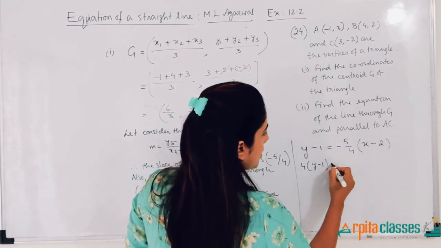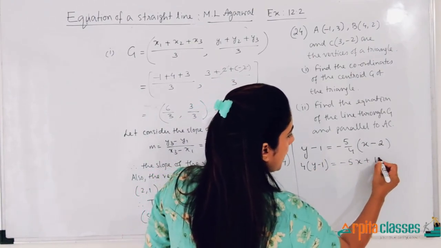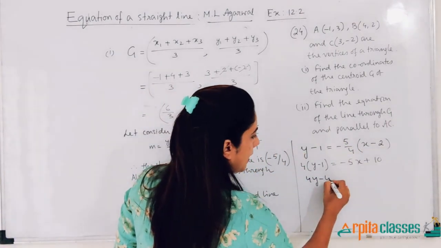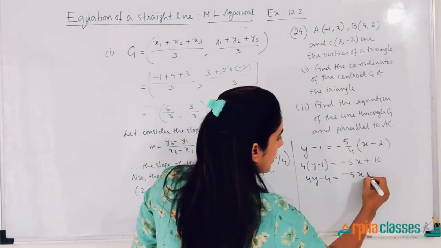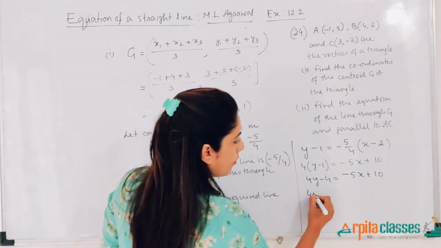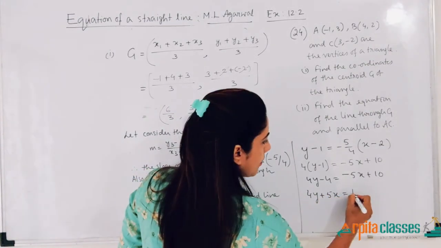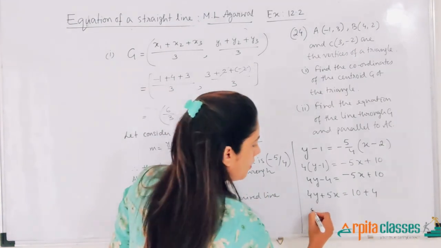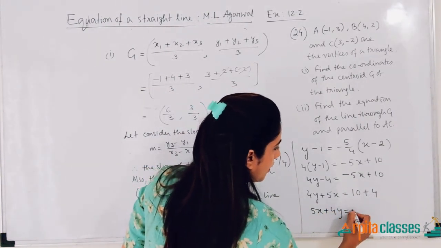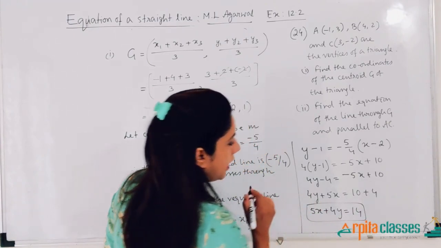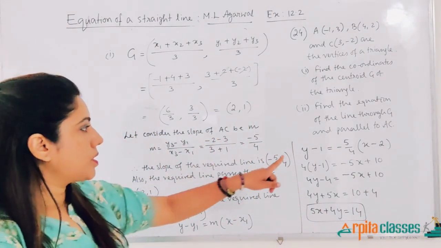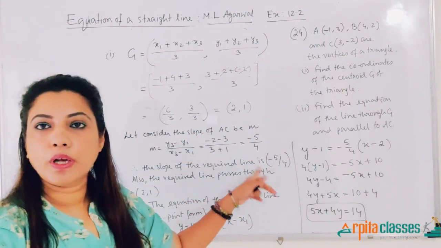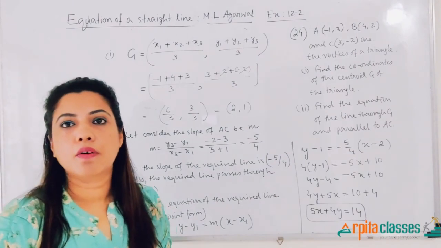4 times (y minus 1) equals -5x plus 10. Minus 5 into minus 2 is plus 10. So this is 4y minus 4 is -5x plus 10. Get 5x this side. 4y plus 5x is equal to 10 plus 4. So now 5x plus 4y, I got 14. So this is the equation of the required line which is passing through the centroid and parallel to AC, that means having slope -5 upon 4.